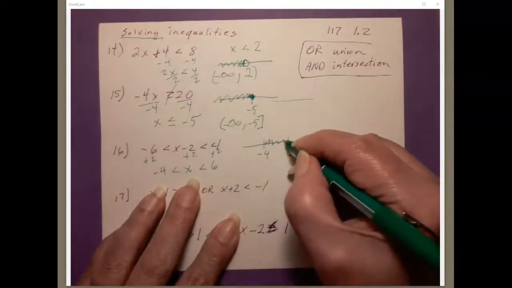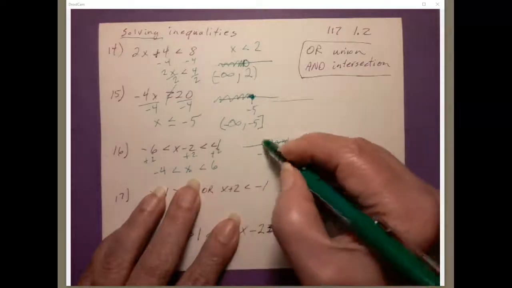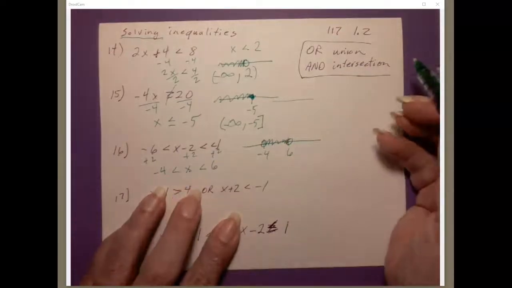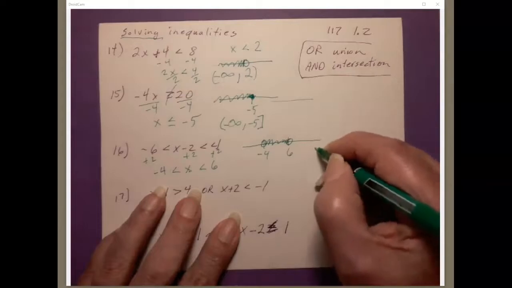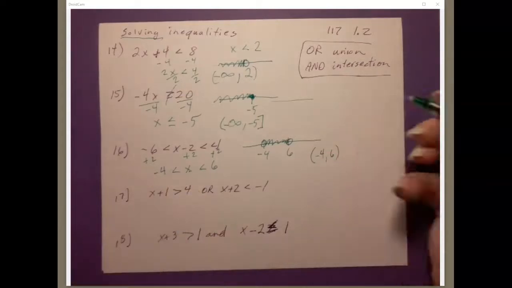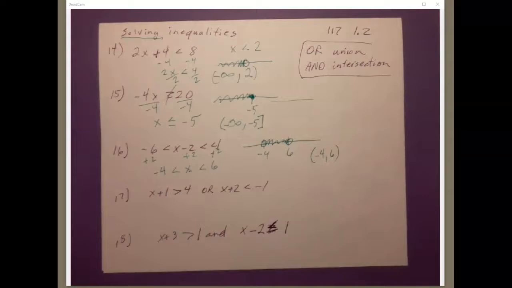So I'm looking in here between negative 4 and 6. Less than is an open circle, and both of them are less than. So that means this interval is from negative 4 to 6, just like that. This should be really simple. Don't make it difficult. Study it well, come back through it, and review it again if you need to.